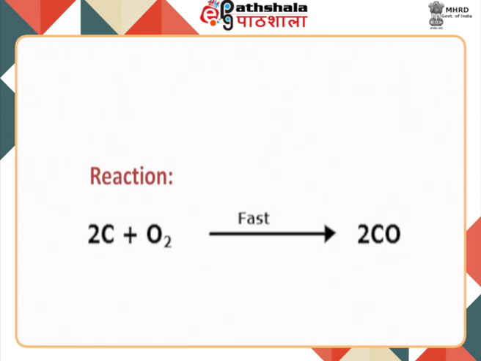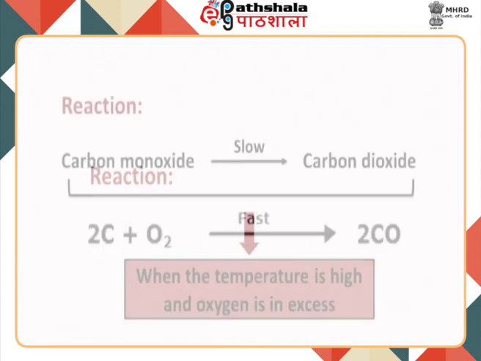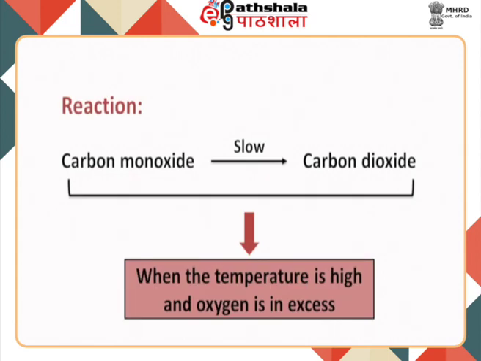When carbon-containing substances are partially burnt, carbon monoxide is formed. 2C plus O2, with fast burning, leads to 2CO. Carbon monoxide is produced when there is not enough oxygen to form carbon dioxide, such as when operating a stove or an internal combustion engine in an enclosed space. The reaction of CO to give CO2 is slow owing to high activation energy. Hence, it occurs only when the temperature is high or when there is excess of oxygen.